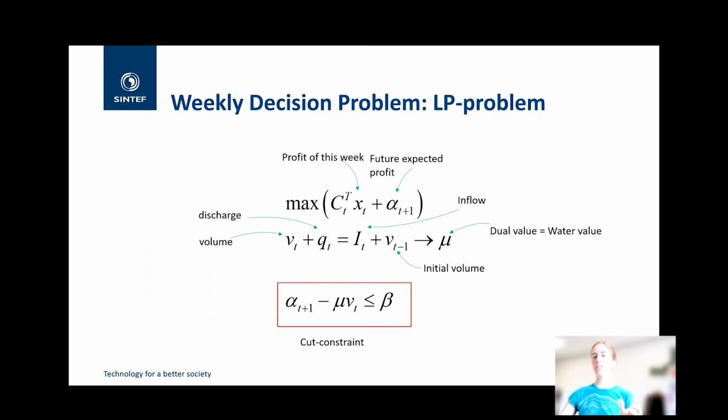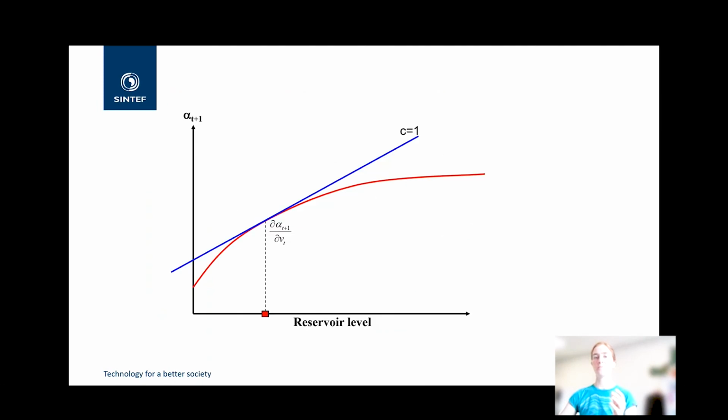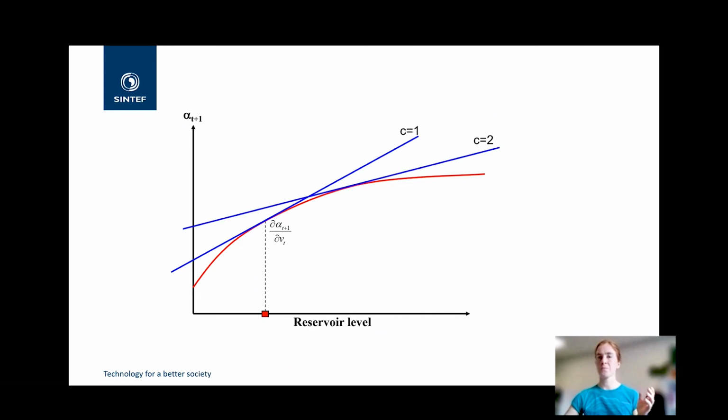And traditional PRODRISC uses Benders cuts, which is like one recipe for cut constraints. The cuts constrain the feasible area for the future expected profit for each reservoir level. So here you have the first cut 1 and cut 2, and in the end you have a lot of cuts, and they are forming a graph that is showing what the future expected income will be for various reservoir levels.